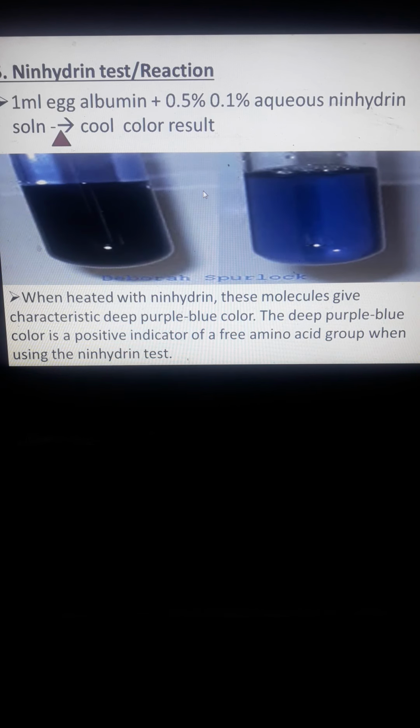Okay, next, ninhydrin. 1 ml egg albumin plus 0.5% aqueous ninhydrin solution, you heat, cool, and then take note of the color result. Usually the color result is deep blue, purple blue, that indicates free amino acids when using the ninhydrin test. So when heated with ninhydrin, these molecules give a characteristic deep purple blue color. Ninhydrin plus amino acids will form hydrindantin.